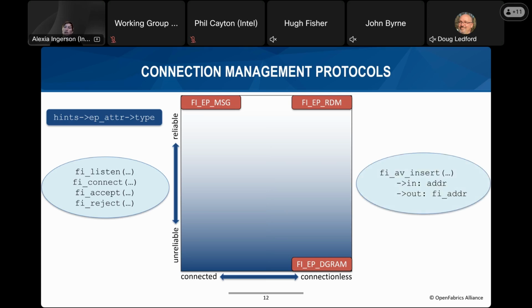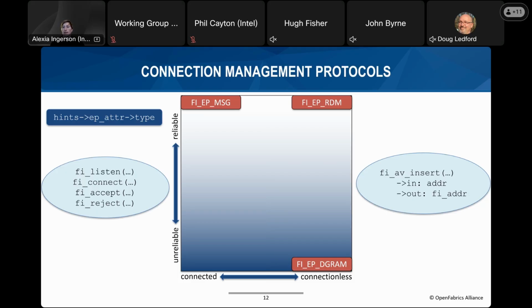In both connectionless protocols, so RDM and datagram, the app doesn't have to manually connect all the endpoint pairs, so you won't be using those calls on the left, but it will have to insert addresses into that AV, or address vector. Since not all providers use the same addressing format, OFI has to map each provider's internal addressing to a universal generic 0-based offset for easy array indexing. So the application has to insert any peer that it wants to communicate with into an AV, and the provider will return the FI addr assigned to that peer.